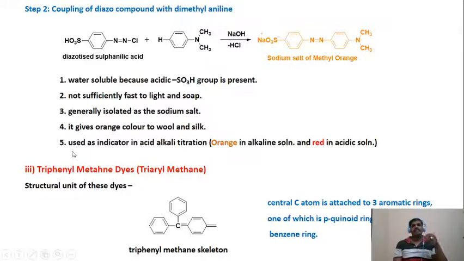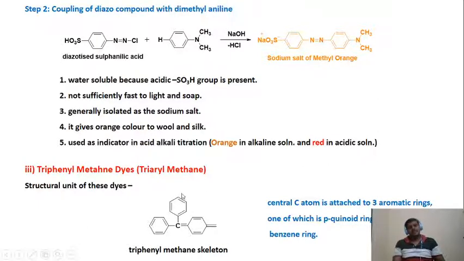Okay, it is used as an indicator in acid alkali titration. This is the most important point. It is used as an indicator in acid alkali titration. It gives orange color in alkaline solution and gets red in acidic solution. So this is the most common use of methyl orange. You have also seen the bottle of this dye in our lab too, right?